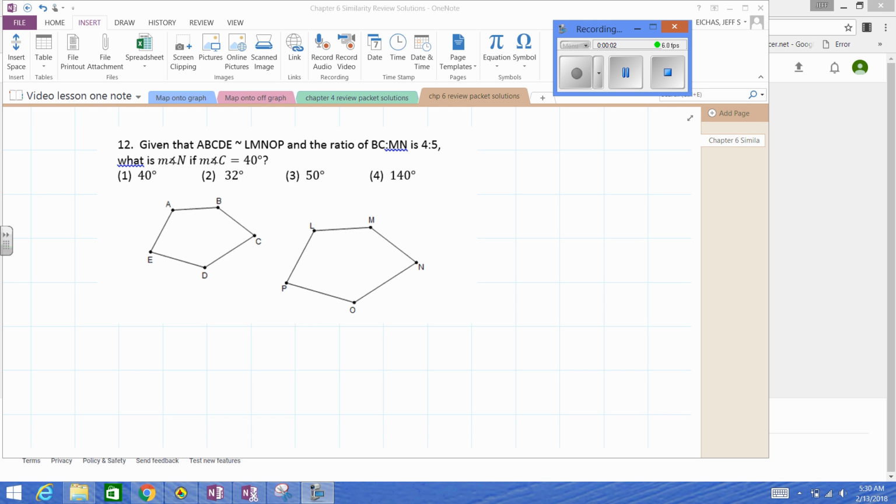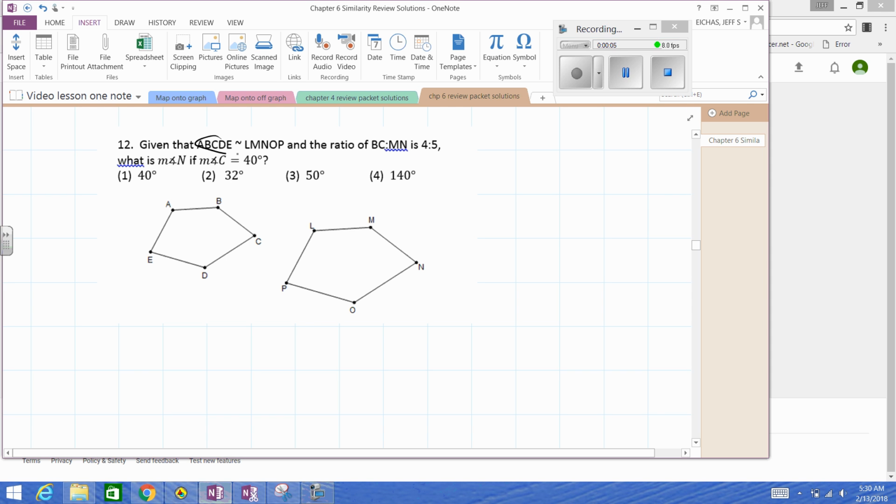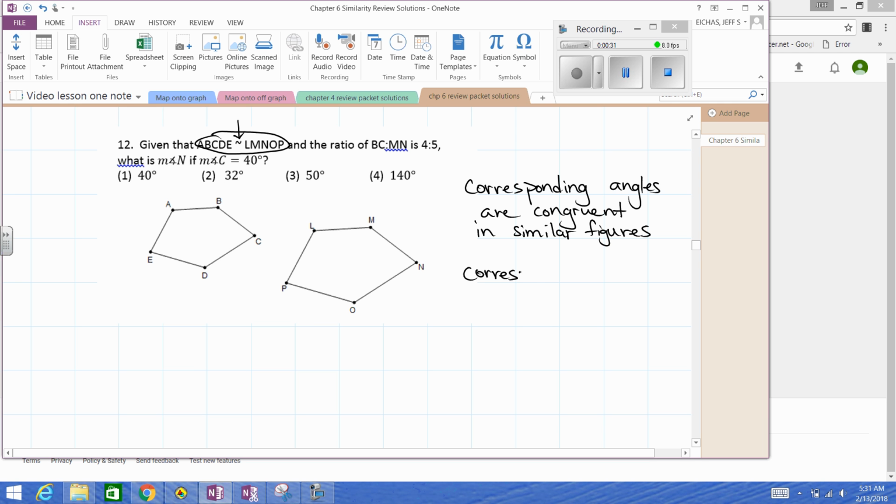Chapter 6 review number 12. What we have is similar figures, okay, from that similarity statement. So we know corresponding angles are congruent in similar figures. Okay, we also know that corresponding sides are proportional, or have the same ratio. That's what that means too.